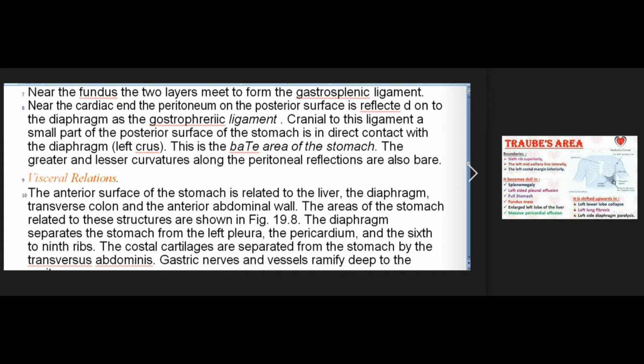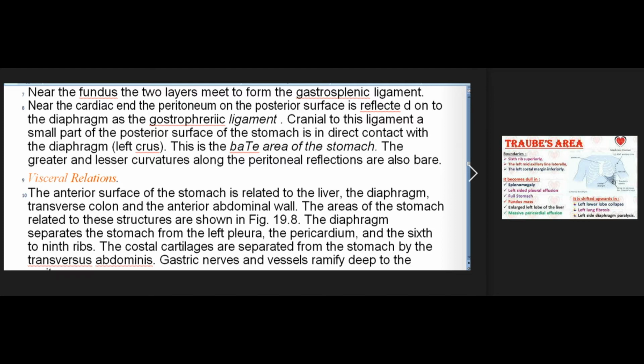Cranial to this ligament, a small part of the posterior surface of the stomach is in direct contact with the diaphragm and left crus. This is the bare area of the stomach. The greater and lesser curvatures along the peritoneal reflections are also bare.